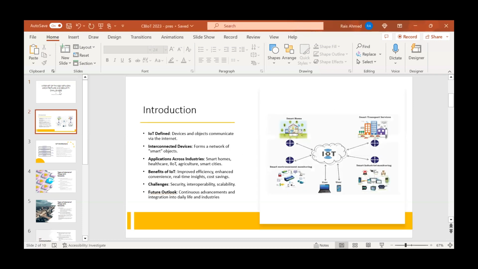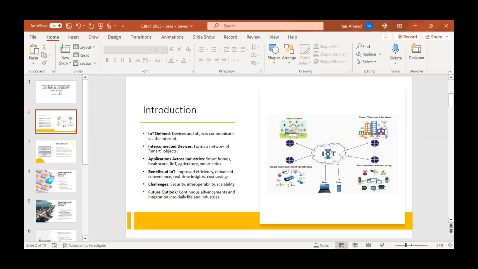Let's say IoT defines devices and objects connected and communicating by internet. As I said, millions of devices connect at the same time from different places: houses, hospitals, and more. All the devices are interconnected with smart objects. Applications include smart homes, healthcare, agriculture, smart cities, and even mobile applications, where a lot of devices are interconnected with different applications.